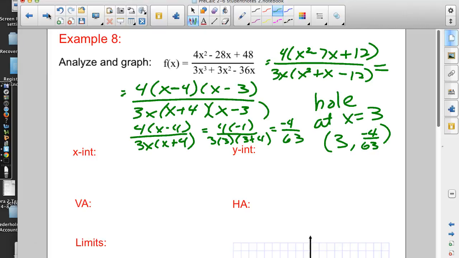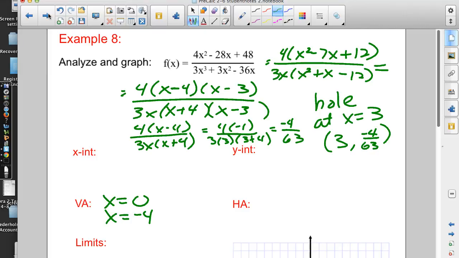Now we've got a lot of stuff we can do. First of all, vertical asymptotes. Vertical asymptotes will be where? 0, -4. Do we have a vertical asymptote at 3? No, that's a hole. So x equals 0 and x equals -4. Those are our vertical asymptotes.